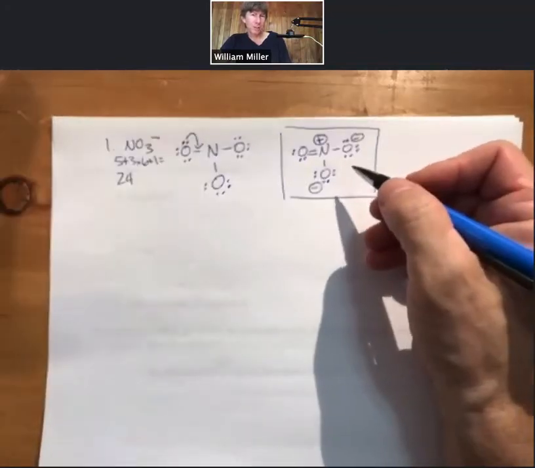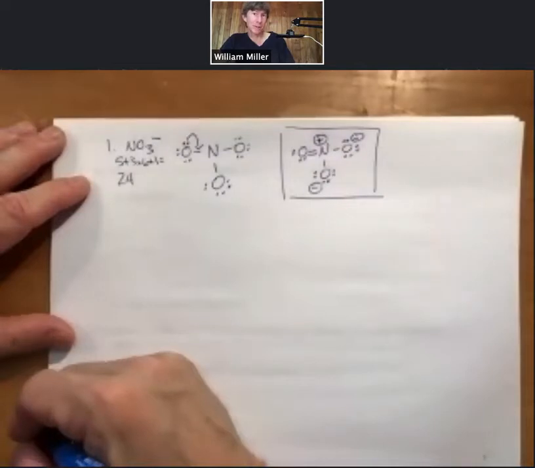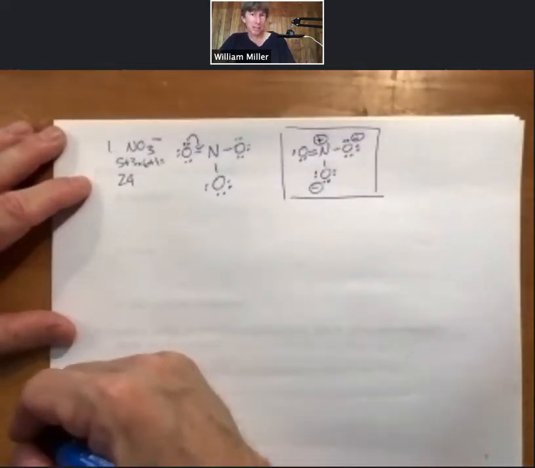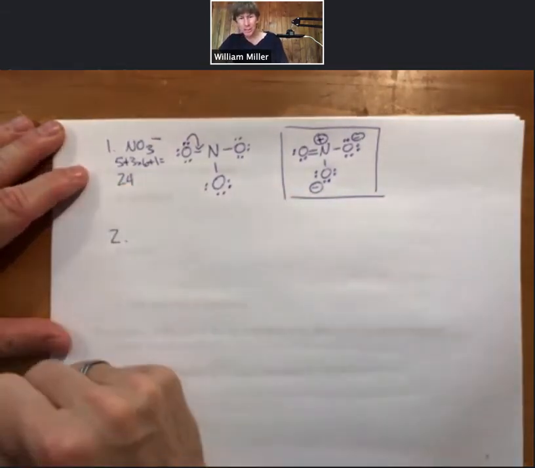Negative formal charges are on oxygens, which is more electronegative than nitrogen. Positive is on nitrogen, being less electronegative, our center atom. Let's do another example.